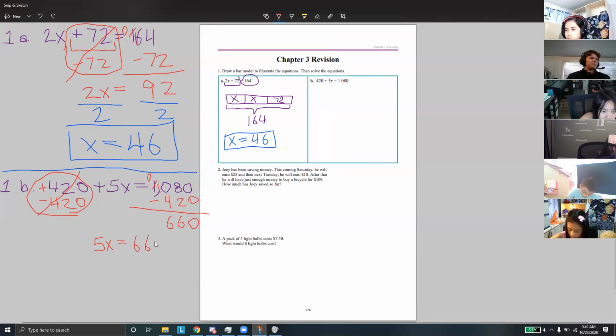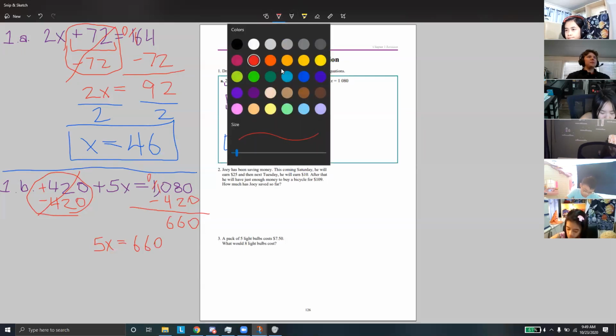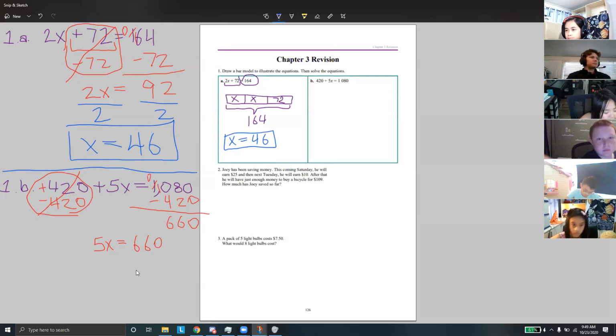And we want to get this x just alone. So the opposite of times 5 is divided by 5. So we're going to divide both sides by 5. And so we have to do 660 divided by 5.